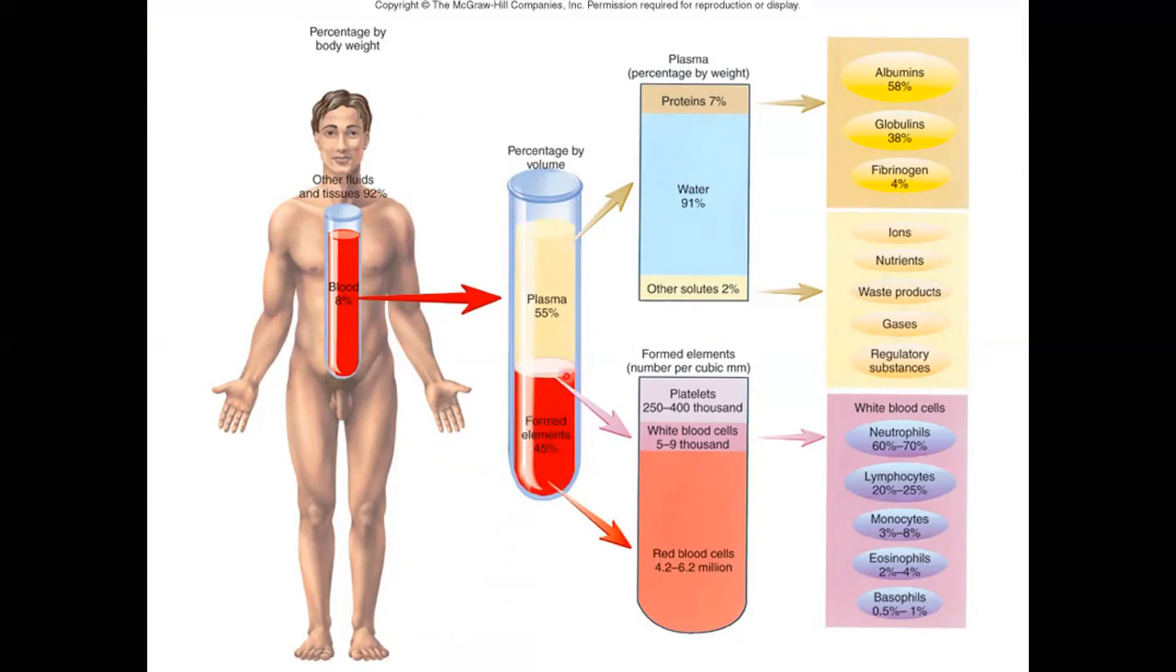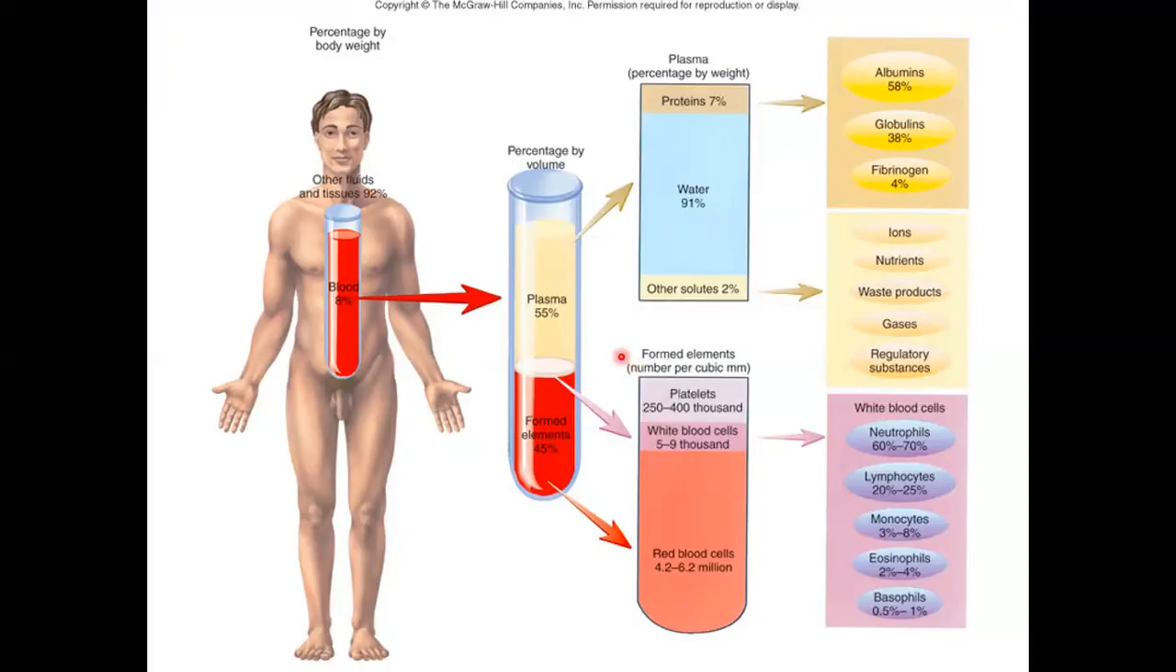Then we would have the buffy coat and the plasma. And so when we look at blood, and it's separated, the formed elements make up 45% of the blood, and then plasma makes up 55%. All right, take a look at formed elements. What are they? Red blood cells make up a huge amount of that, then white blood cells and platelets.